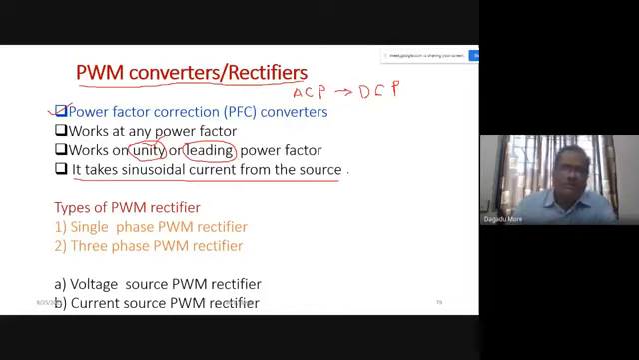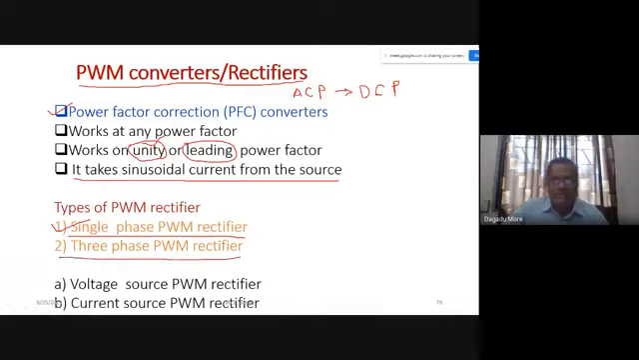And now we are going to classify the PWM rectifiers, in which AC power is converted into DC power. Based on input, whether our supply is single phase or three phase: when we have a single phase AC supply, we call it a single phase PWM rectifier, and when the supply is three phase, we call it a three phase PWM rectifier.